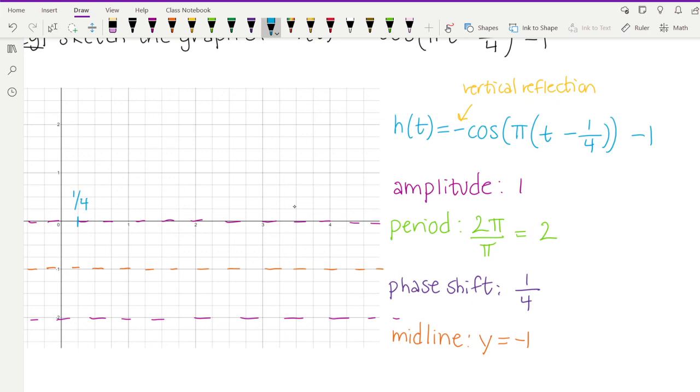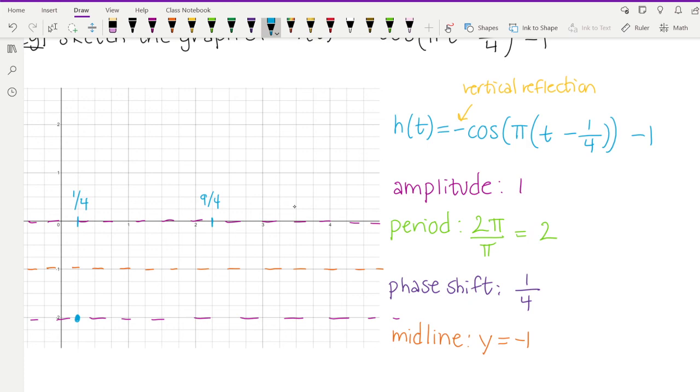This has been reflected vertically. And so that means that at the start of its cycle, it should actually be down at its minimum height. So the first point we're going to graph is this point here. Then we want to figure out where the cycle ends. So the period is 2. So if we do 1/4 plus 2, that's going to give us 2 1/4, or 9/4. And so that's the end of the cycle.